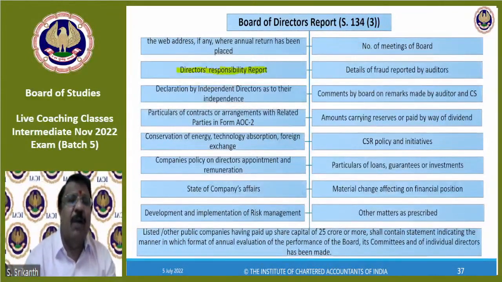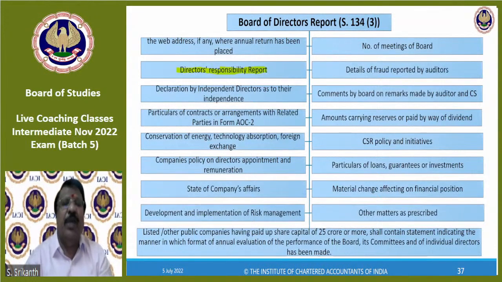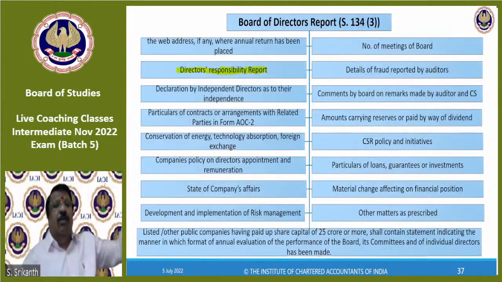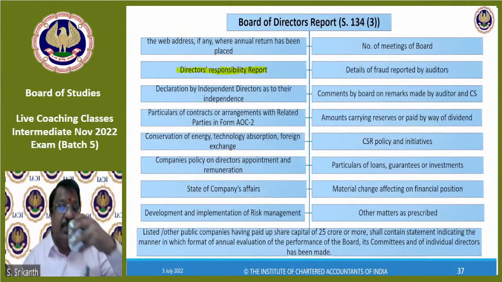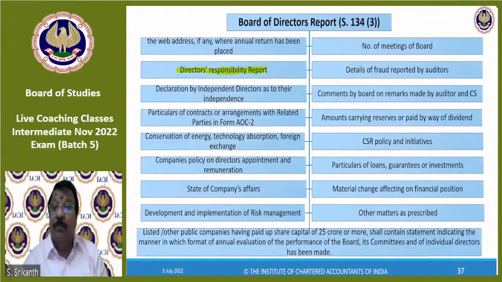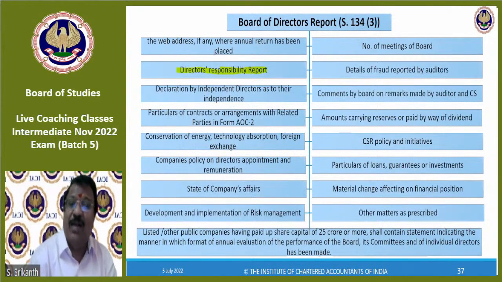The state of the company's affairs. This is a story. What happened in the last one year? How did you fare? In simple words, they are trying to explain it to the shareholders. Material change affecting the financial position, if at all anything has happened from the balance sheet date till the date of the AGM. If any material change has happened between those dates, they have to disclose it.